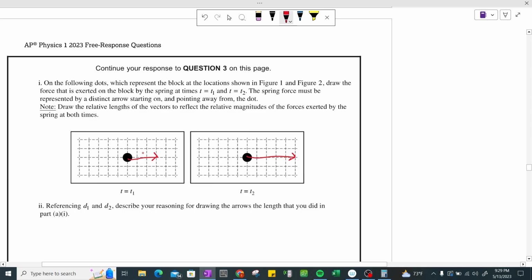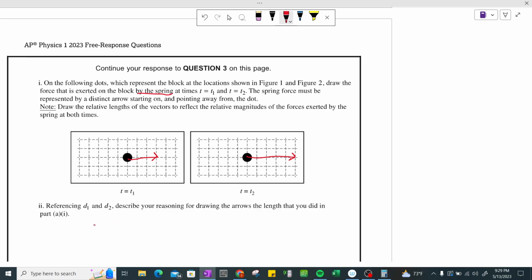So let's see if we want to add anything else to that. That should be all we really need. It's only the force exerted on the block by the spring, so we don't need to worry about the normal force or gravitational force on the table. All they want is the force by the spring.